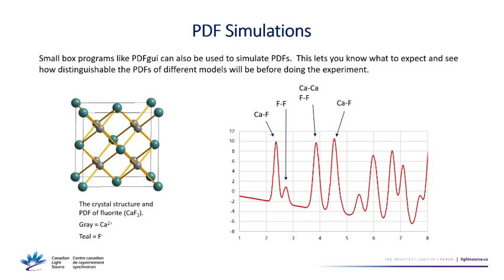You can simulate the two PDFs for the two possibilities, and you can see how different they are, and then you can get a sense of if you're going to be able to tell experimentally between them and where you would expect differences to be in the PDF. And this is quite simple to do. All you need to do is basically import a CIF file and then click simulate, and you have your pattern.